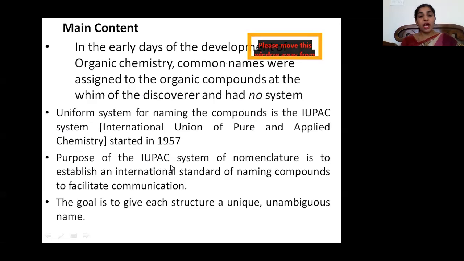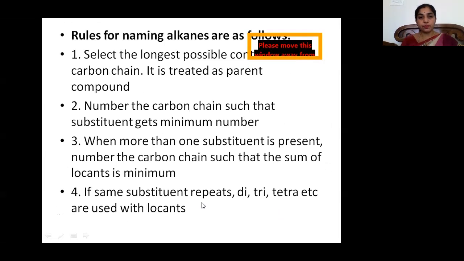The purpose of the IUPAC system of nomenclature is to establish an international standard of naming compounds to facilitate communication all over the world. The goal of this system is to give each compound a unique, unambiguous name, without any confusion, so that we are able to write its structure.